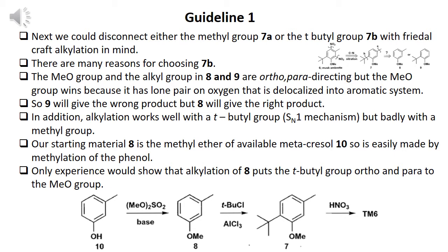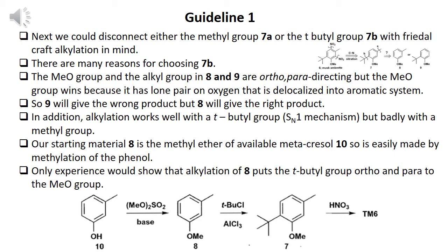After that, 8 is converted into 7 by simple Friedel-Crafts alkylation, and then 7 will be converted by nitration into the target molecule, which you can see in the smaller diagram, having 2 nitro groups, which, if we make them from 7, will be at the ortho and para positions to the methoxy.